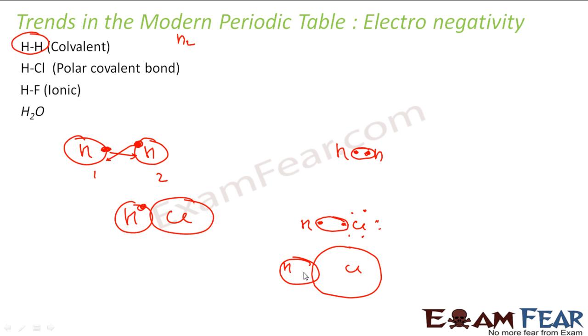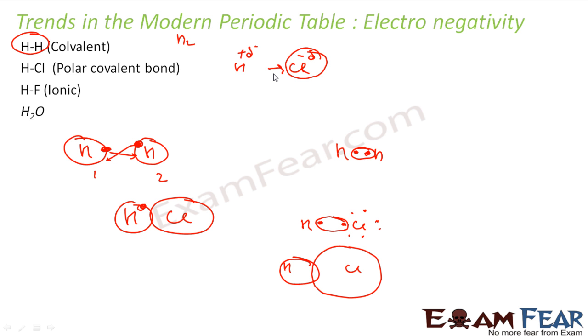But this electron, the extra electron which is shared now, is sharing more time with chlorine. So hydrogen will develop a partial positive charge and chlorine will develop a partial negative charge. Correct? Why? Because this electron is spending more time with chlorine. So we see the electronegativity of chlorine is more here than hydrogen. Correct? Because chlorine can attract the shared electron more.